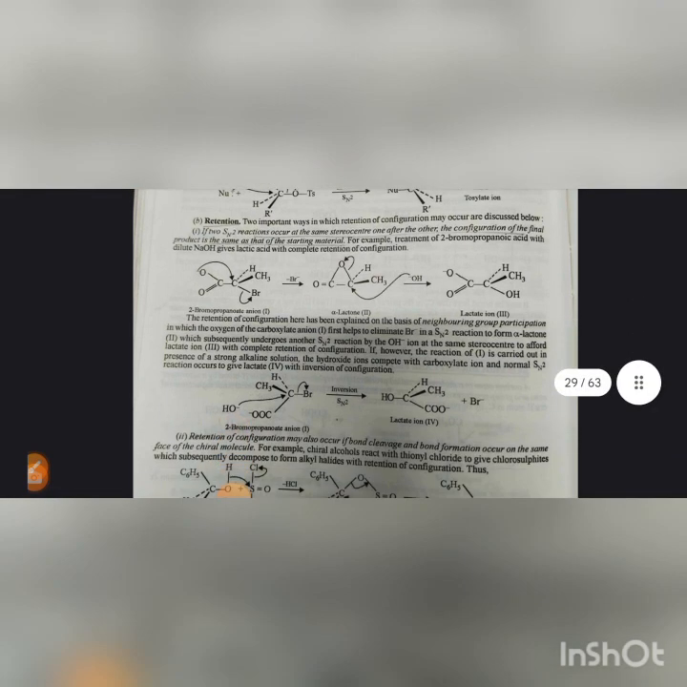Second is retention. Two important ways in which retention of the configuration may occur are discussed below. First, if two SN2 reactions occur at the same stereocenter, one after the other, the configuration of the final product is the same as that of the starting material. The retention of the configuration is explained on the basis of neighboring group participation, in which the oxygen of the carboxylate ion first helps to eliminate Br negative in SN2 reaction to form alpha lactone, which subsequently undergoes SN2 reaction by the OH ion at the same stereocenter to afford lactate ion, which completes retention of the configuration.